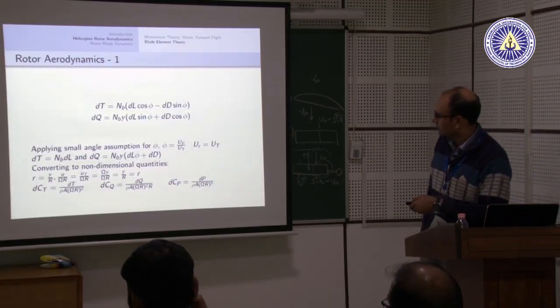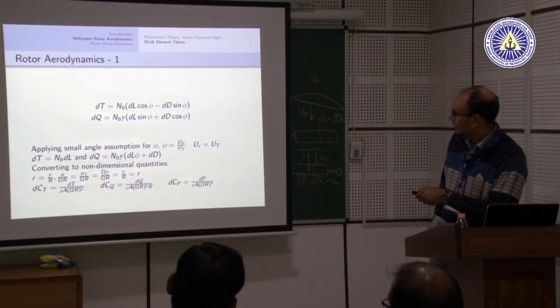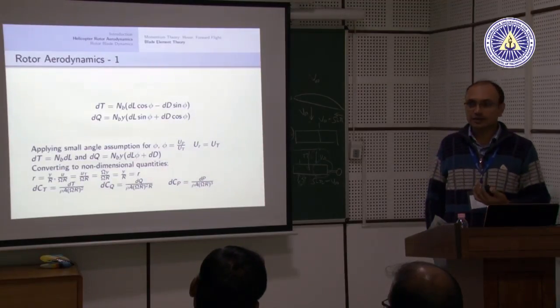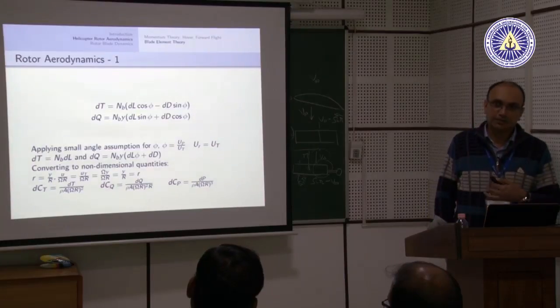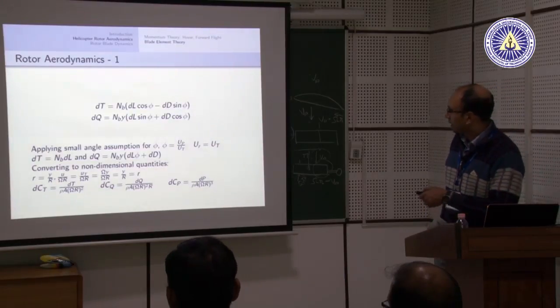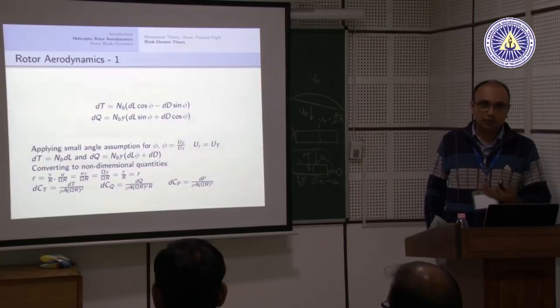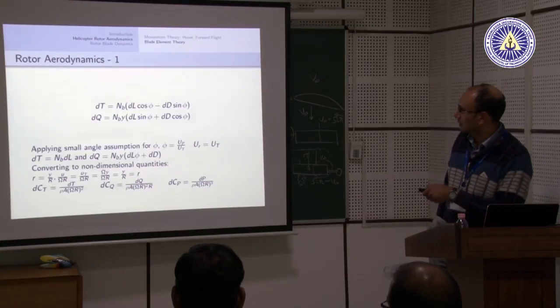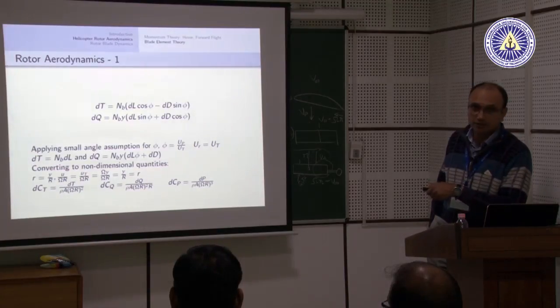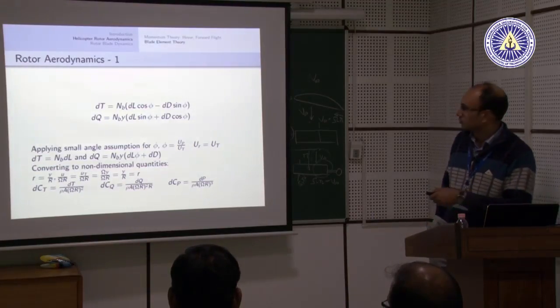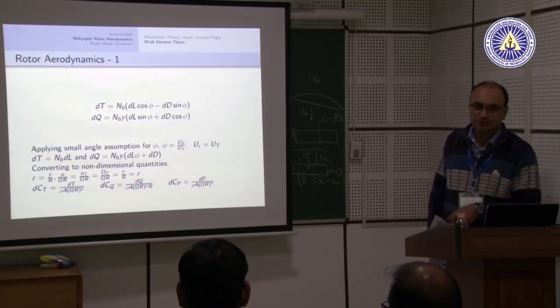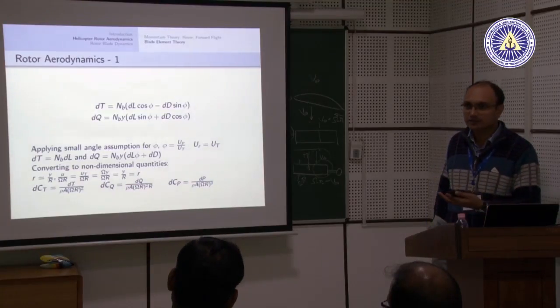If I do those approximations, then in dT, the drag is a small thing. Normally the drag is an order of magnitude less than the lift, and this angle is also an order of magnitude less than 1. So you are multiplying two small quantities compared to one large quantity, and cosine of phi is close to 1. So I can simplify this thrust calculation by replacing the entire thing with dT equal to Nb into dL. I simply multiply the number of blades into the lift.